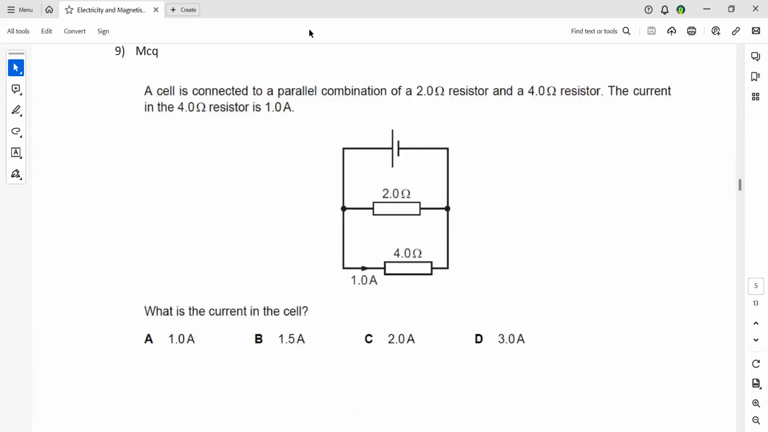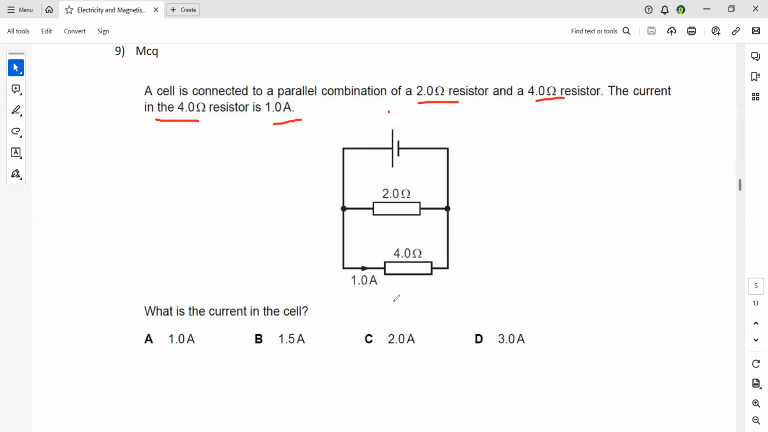A cell is connected in parallel to a combination of 2 ohm and 4 ohm. The current in the 4 ohm is 1 ampere. What is the current in the cell? It means we need the total current. How can we work out the total current here? Because if they are connected in parallel, they will have the same voltage. What is the voltage across the 4 ohm? The same voltage will be there across the 2 ohm.